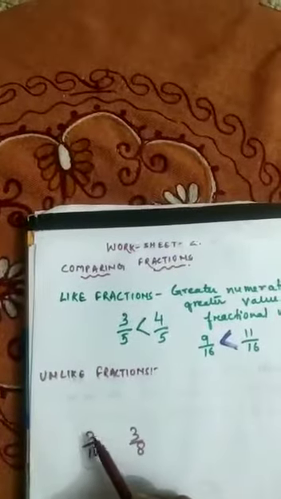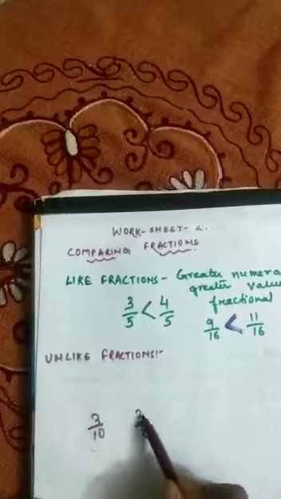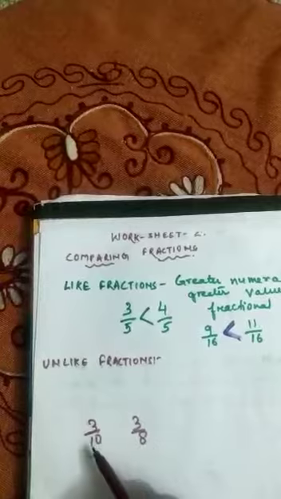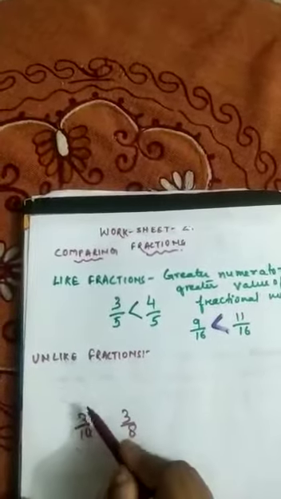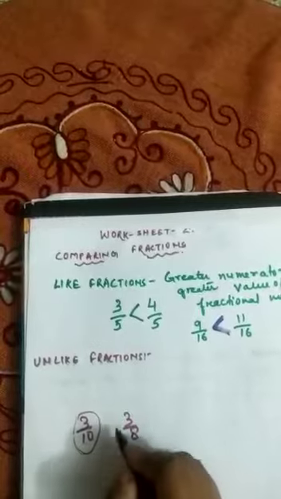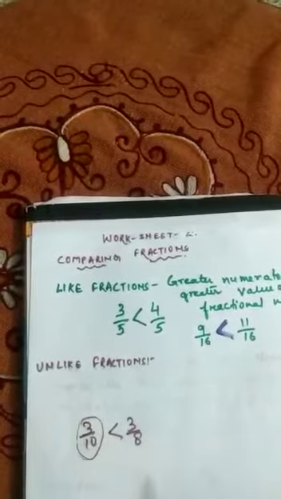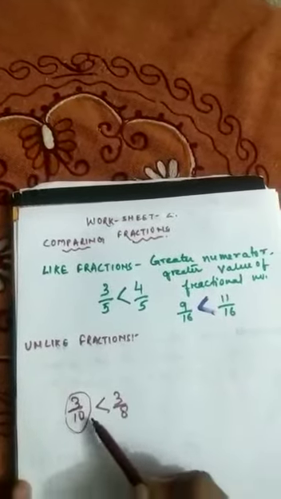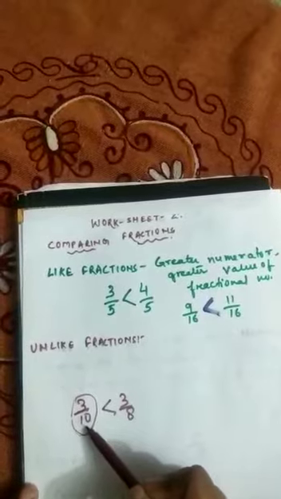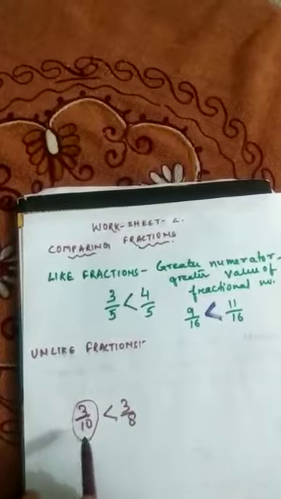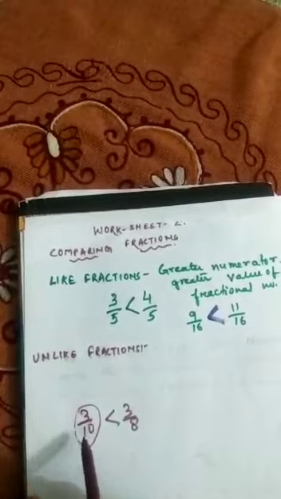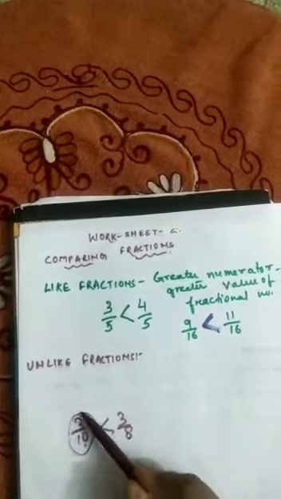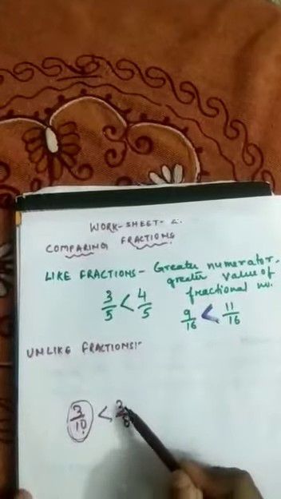Now here all of you see 3 by 10 and 3 by 8. Here the numerators 3 and 3 are same, but the denominators are 10 and 8. Among 10 and 8, 10 is more than 8. It means this fractional number 3 by 10 is less than 3 by 8. Very simple. If the numerators are same, the greater the denominator, the smaller will be the value of that fractional number. Here 10 is greater than 8, so 3 by 10 is smaller than 3 by 8.